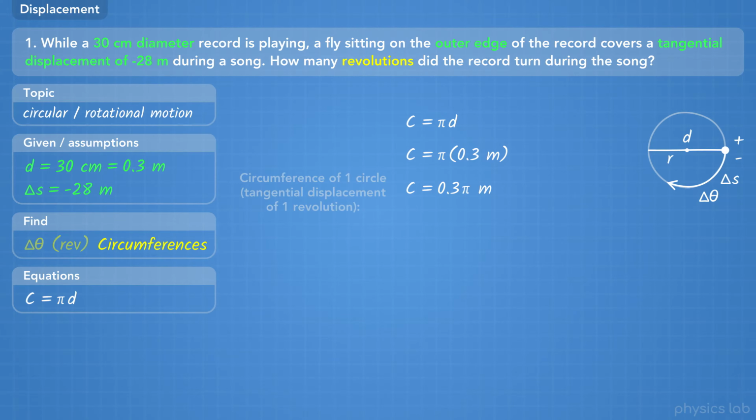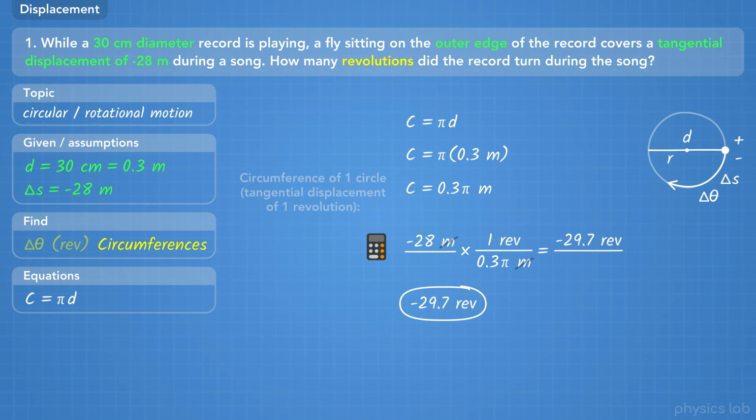Conceptually, this circumference is the tangential displacement of an object traveling one revolution in a circle. So if the fly travels negative 28 meters, and one revolution corresponds to 0.3 pi meters, then we can divide negative 28 by 0.3 pi to get negative 29.7 revolutions, which is the same answer we got before.